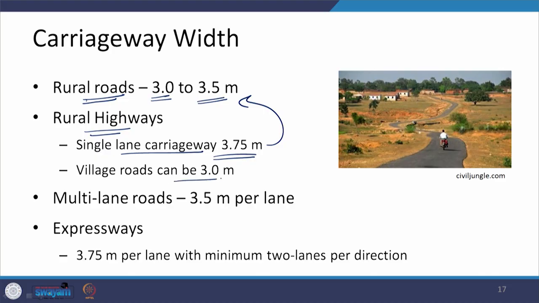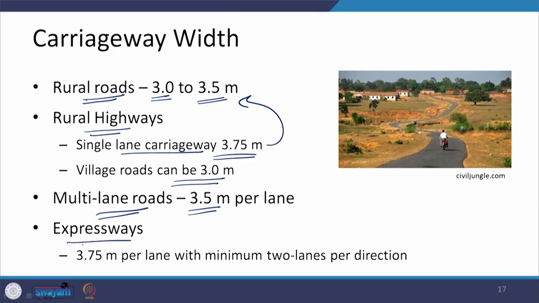The village roads here can also be 3 meters wide. If you are talking about a multi-lane system, then in the case of a multi-lane system we take 3.5 meters per lane. That means if you are talking about a 4-lane system, then 3.5 multiplied by 4 is the width of the carriageway which is going to be provided.